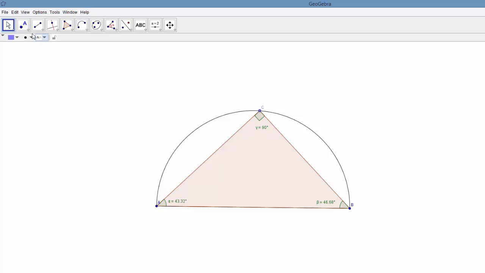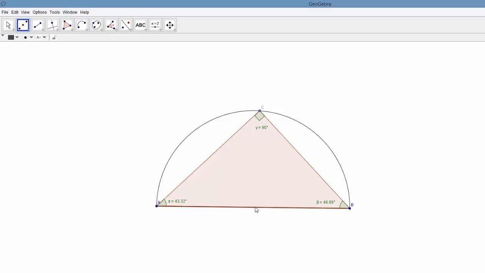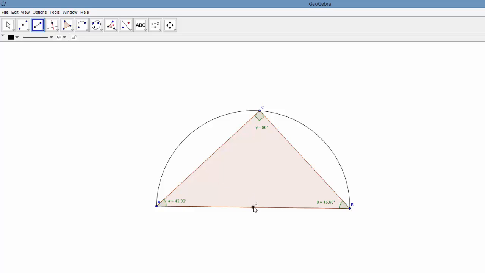And so what we want to do next is let's go ahead and create a new point at the midpoint of the base of our triangle, or the hypotenuse if you will. And now we want to create a line segment that goes from point D to point C. So now what do we notice there?